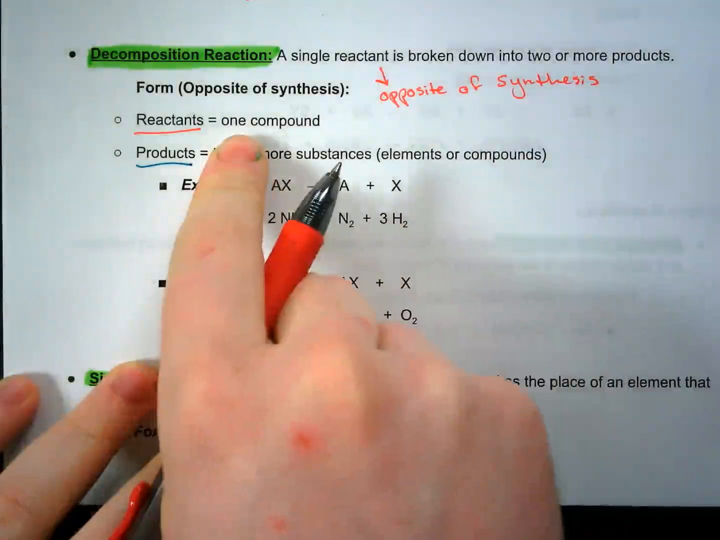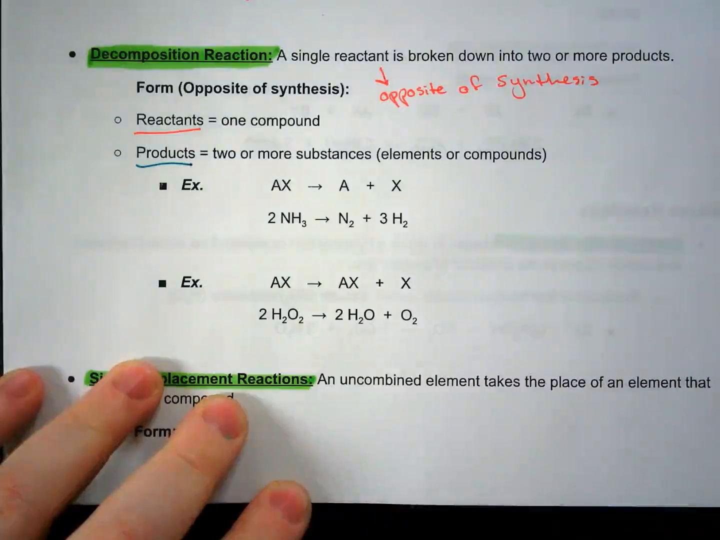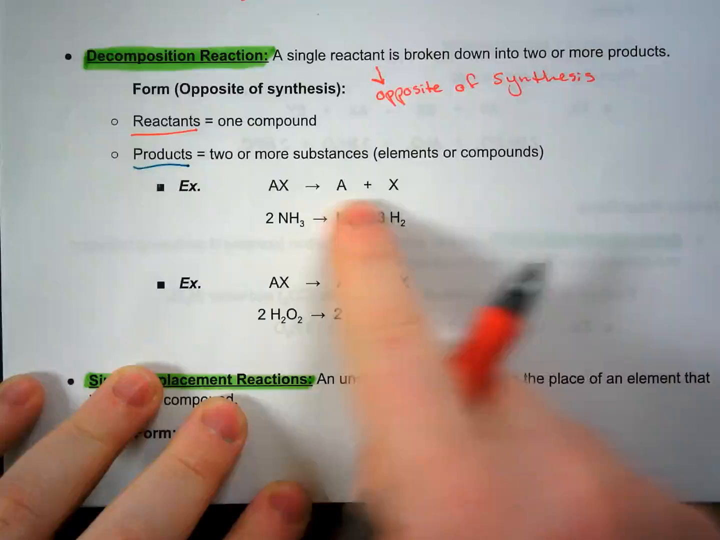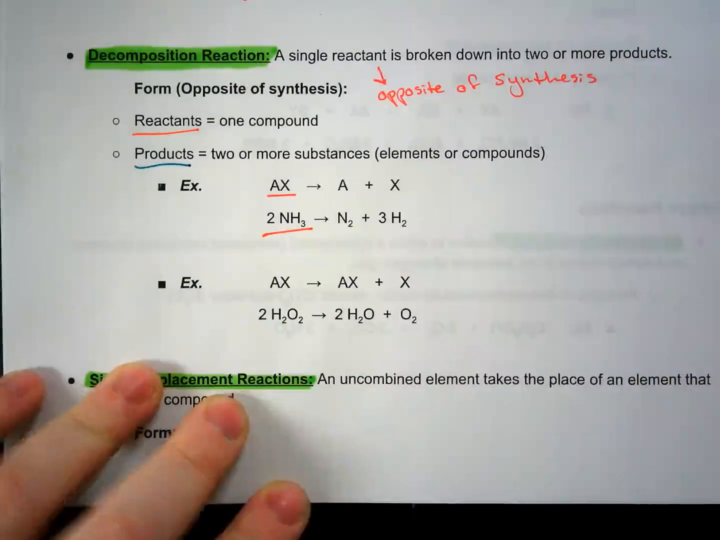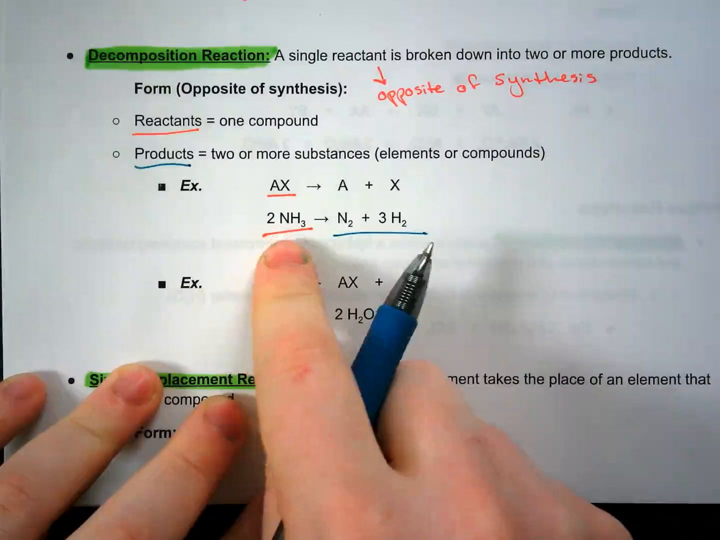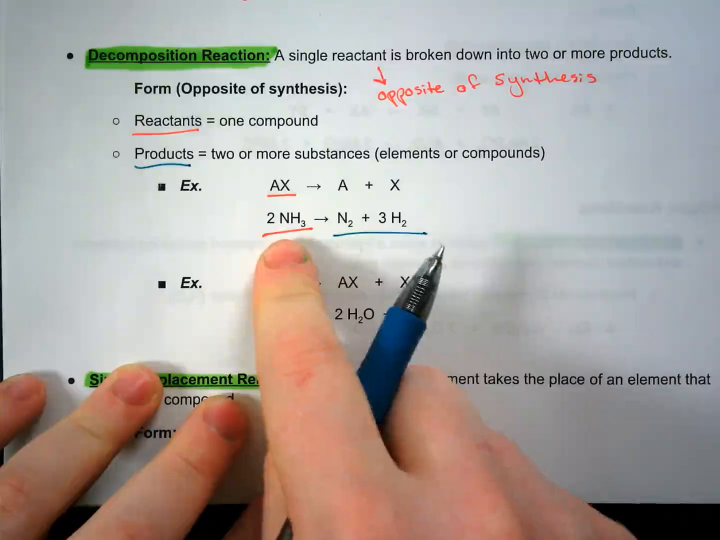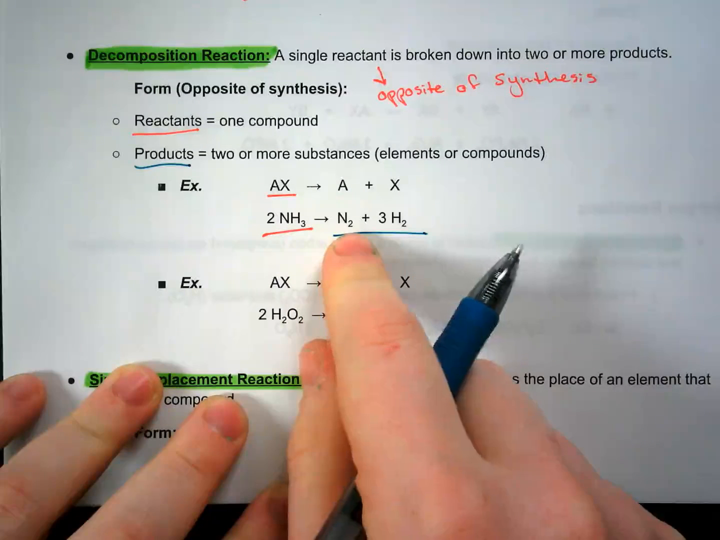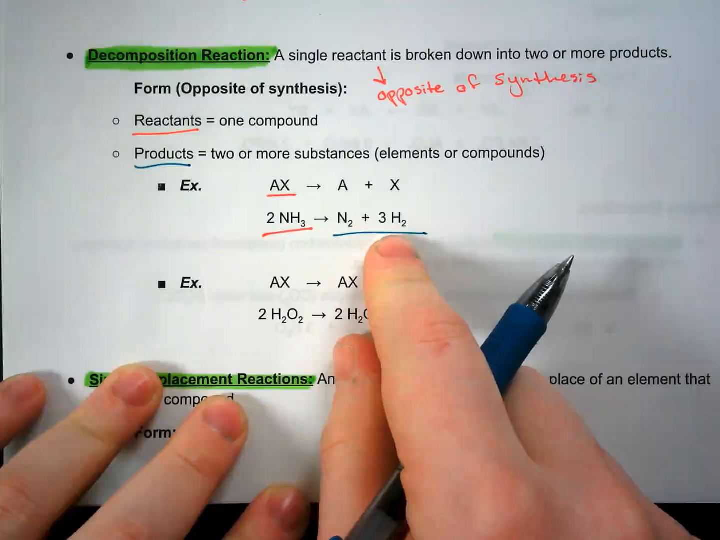So this guy starts off with one compound, but then breaks up into two or more. So it'd be like AX yields, decomposes into A plus X. Or ammonia here: two formula units of ammonia, not ammonium, ammonia breaks down and decomposes into nitrogen gas and three molecules of hydrogen gas.